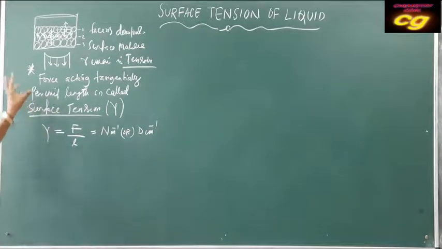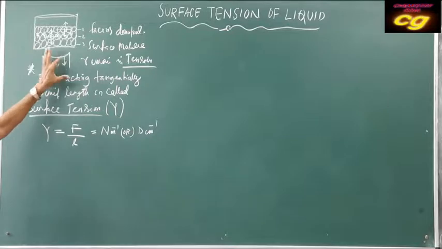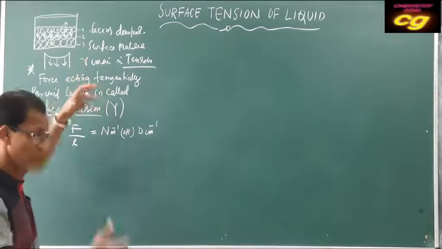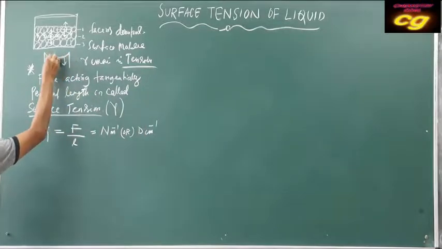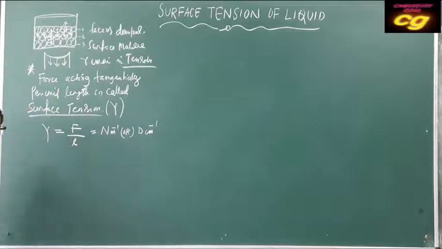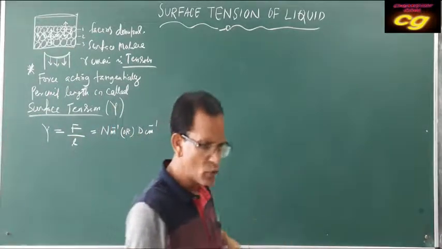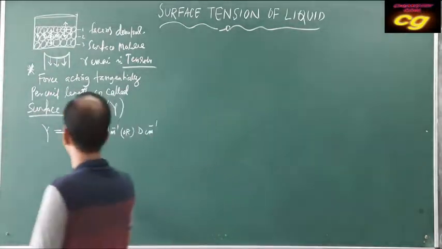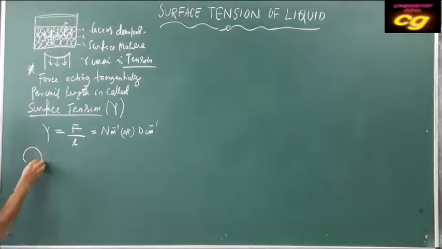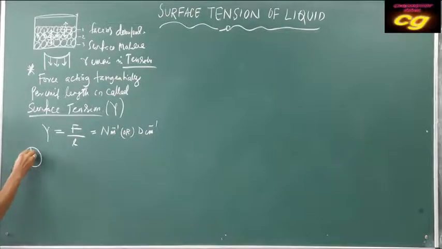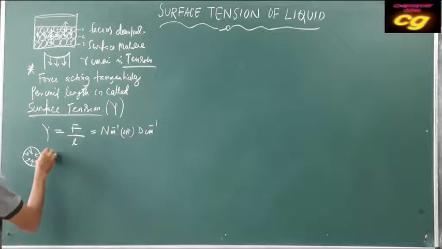But you see, due to this surface tension, as the surface molecules are pulling downward, the surface becomes a curved shape. All molecules will be pulled downward, inward. So what happens? The liquid acquires a spherical shape.